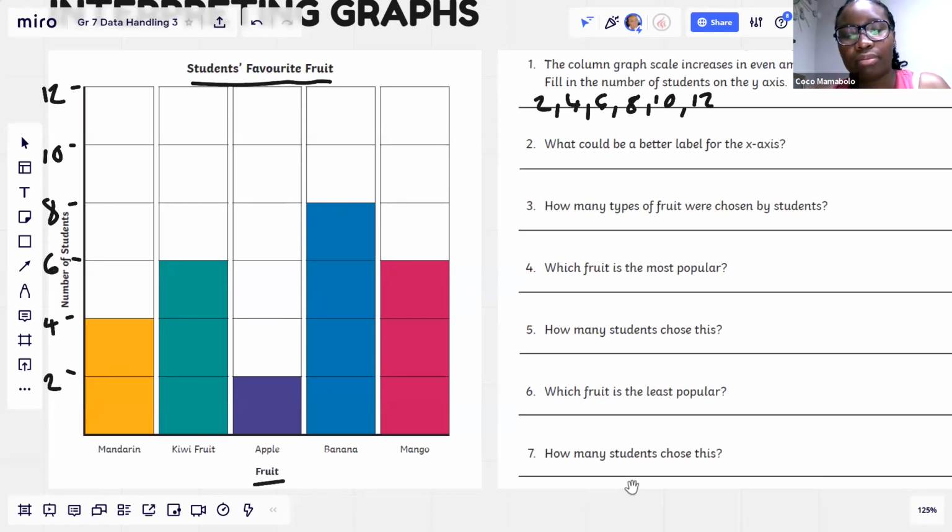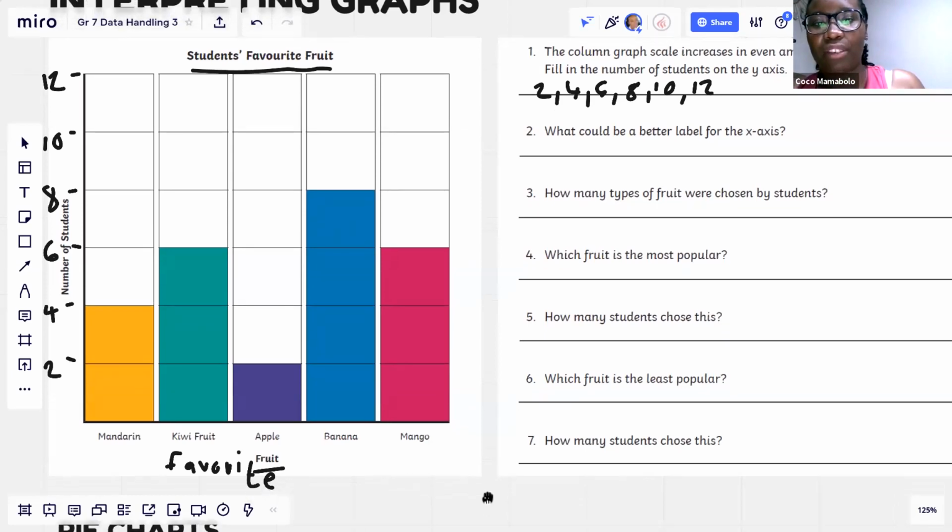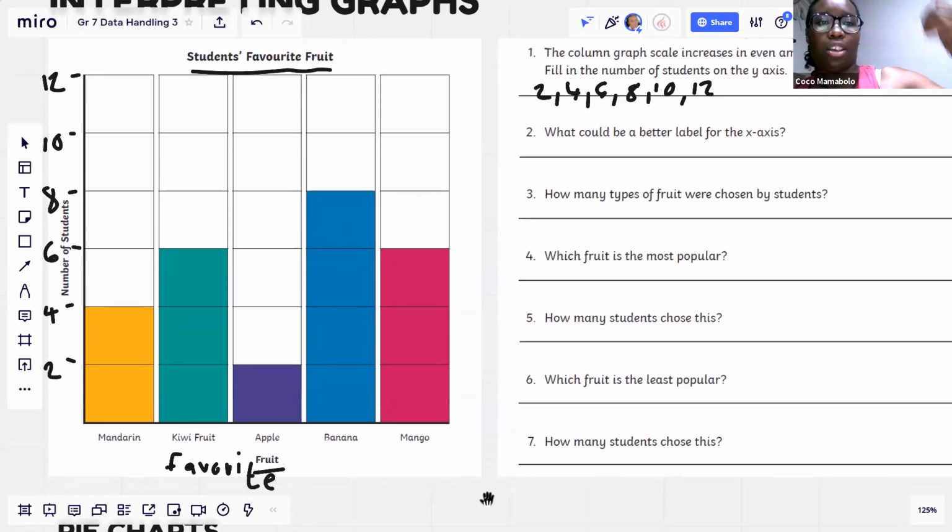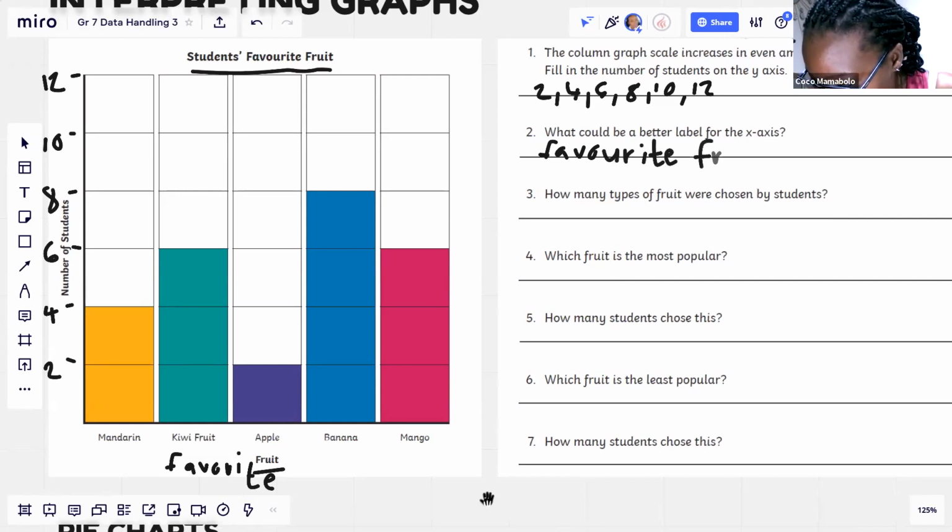Kananela says favorite fruit. I think that's a nice one. Favorite fruit. My handwriting is not going to fit. Okay, yes, we can do favorite fruits. Okay, so that's an easy one. We can call it favorite. I'm actually writing the American spelling instead of the South African one. It's OU, favorite fruit. Good.